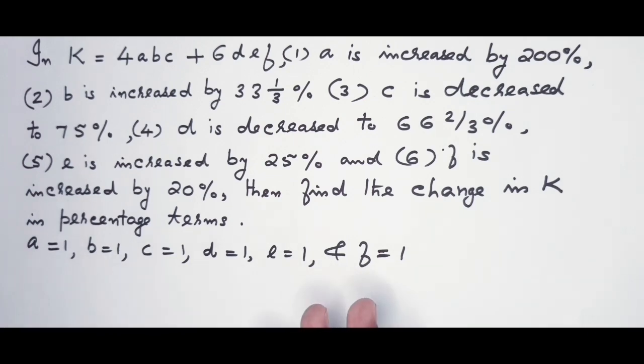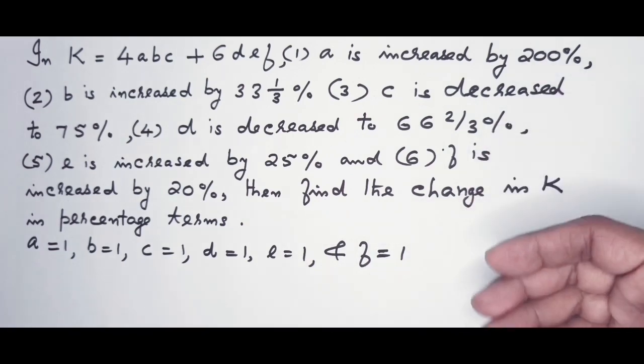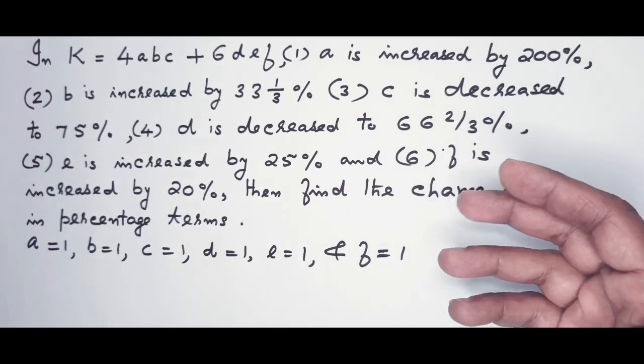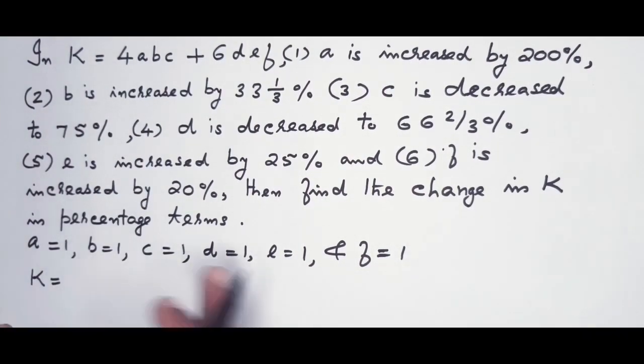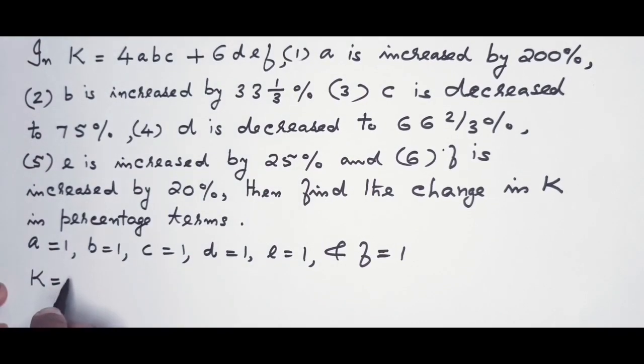There is another way. You don't need to assume any specific values for the variables A, B, C, D, E, F. You can keep them as variables and apply the changes in percentage terms given in the data and then get to the answer, but that will be slightly more complicated. So let's go by the shortest approach, and this is the shortest approach I can think of. Now, assuming these values, let's find the original value of K. All you need to do is substitute these values in the expression given to you.